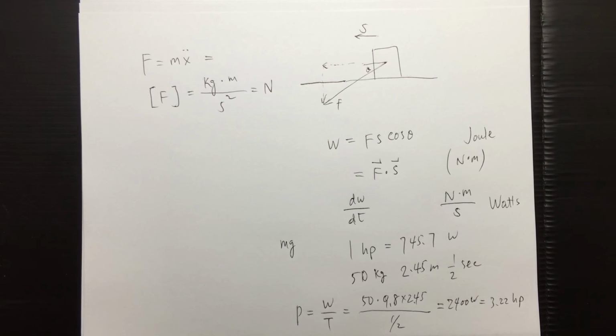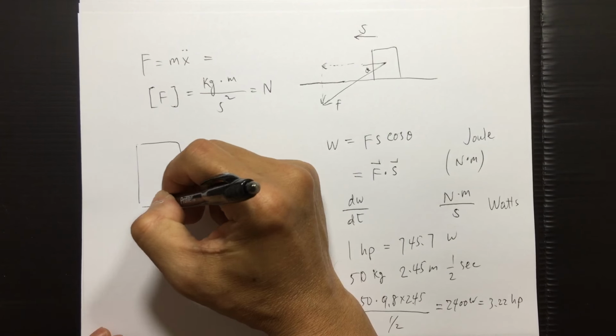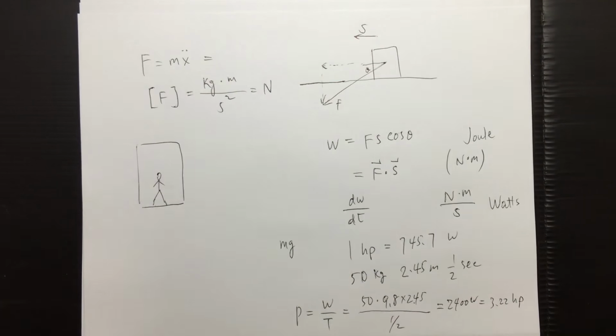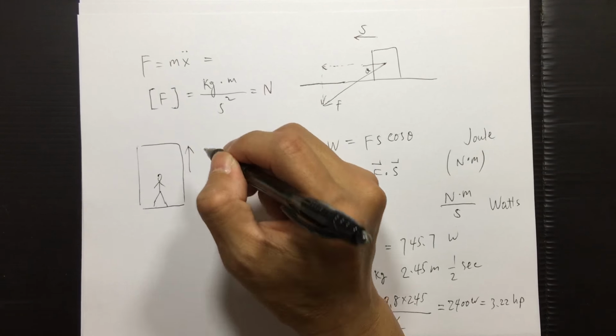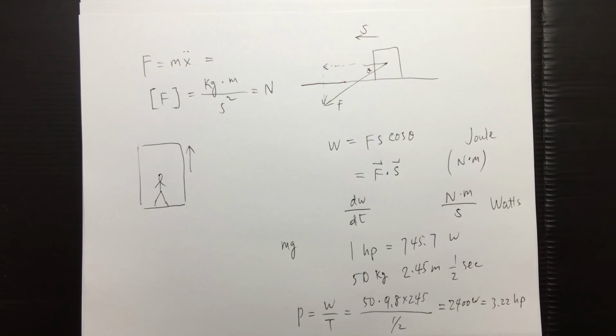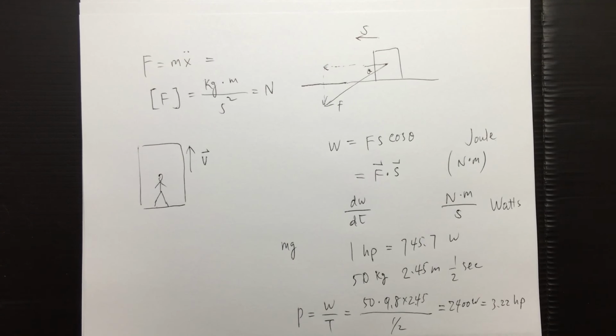let's do one more thing. Let's say a person in an elevator. This is the elevator, and this is the person in it. The elevator is moving. The person is not. The elevator obviously is doing work on the person, at a certain constant speed. But for the person inside the elevator, he's not moving.